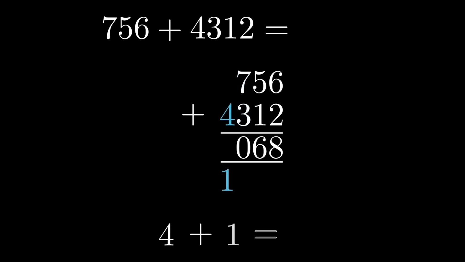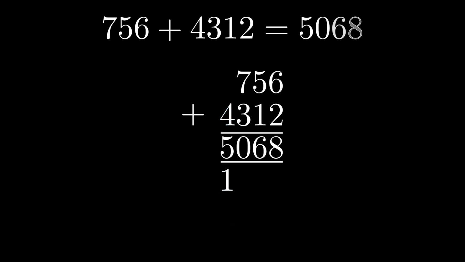And finally we have 4 plus 1 equals 5. And the 5 is popped in the thousands column. So we have 5,068.